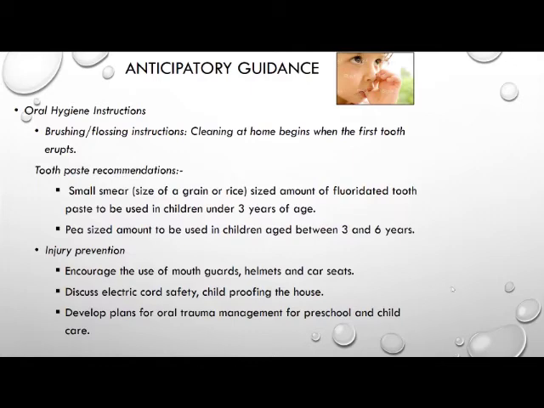So childproofing the house is going to be the caregiver's responsibility. You develop plans for oral trauma management, which means that once the child starts walking, there could be accidents, or they're playing on a trampoline, there could be accidents. So you guide the parents on what happens if the child has a fall, where to contact, what to do. So that's more of an anticipatory guidance.